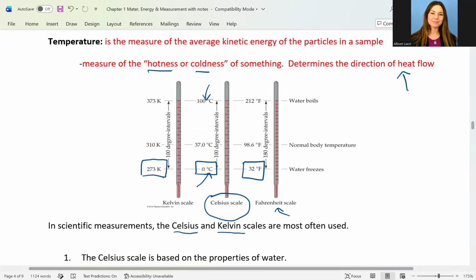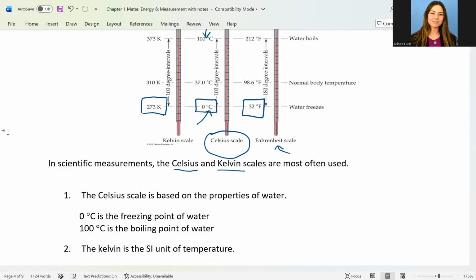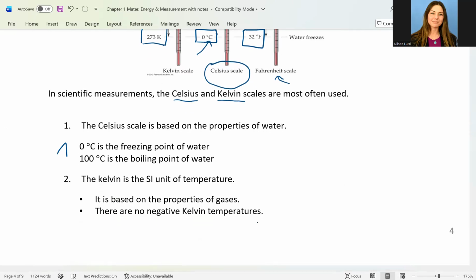So let's look at some other aspects of temperature and different scales that it's measured in. So we mentioned the Celsius scale being based on water and these properties here. The Kelvin, this is actually the SI unit of temperature, even though you may not be familiar with it. This is based on the properties of gases. And when we get to chapter 10 later on this semester, we'll review all temperature measurements must be in Kelvin.